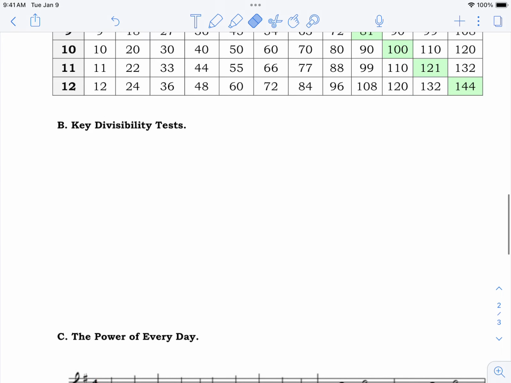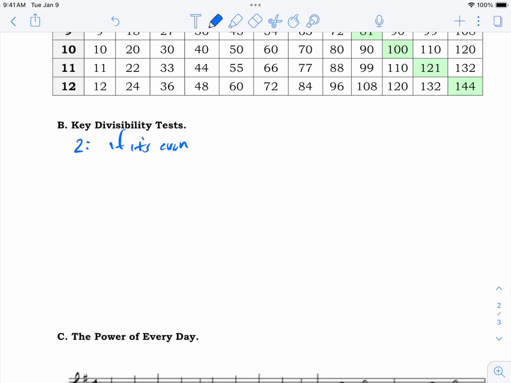Another thing that's helpful: there are some divisibility tests that can help you know, should I try to divide this number by 3 or not? Now, there's a couple divisibility tests you already know. You can divide by 2. How do you know that you can divide a number by 2? Because it's even.